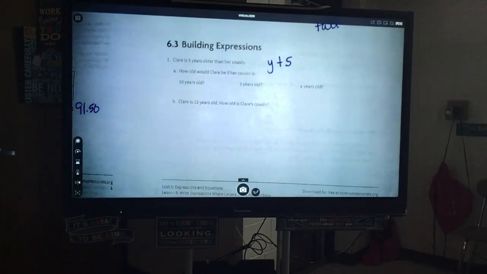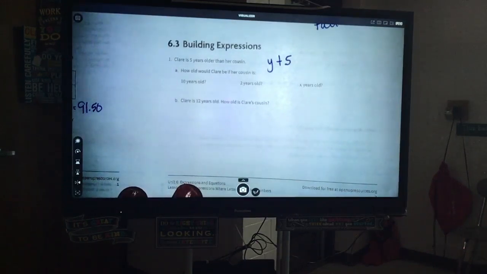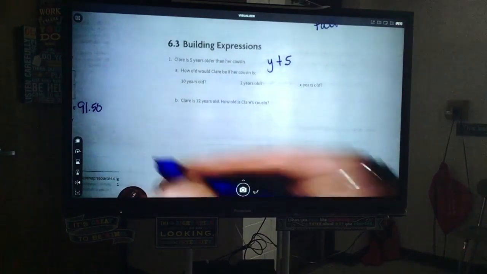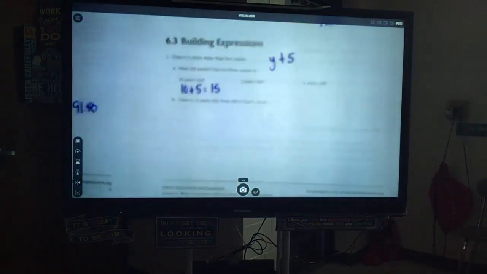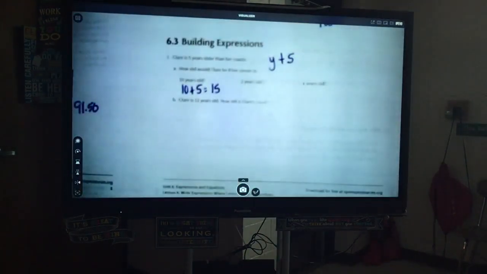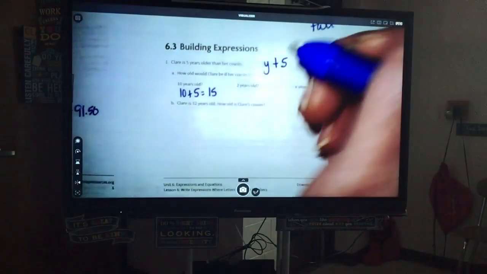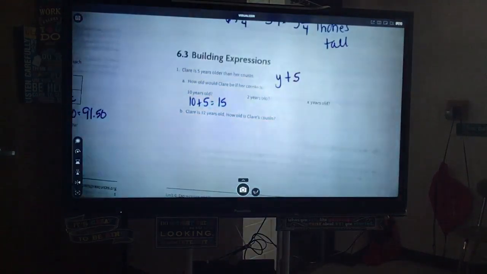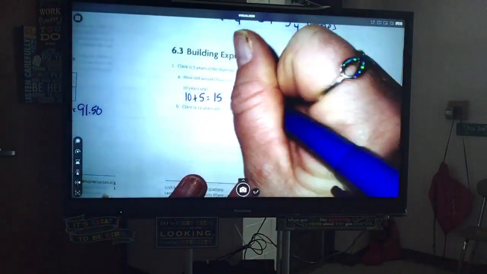Alright, let's go ahead and go over these. So, Wyatt, what did you get for A, 10 years old? What'd you do? What'd you add? And you got? Okay, so that's the answer for the first one. Alright, the next one is 2 years old. Troy. 10 plus 2 equals 12. Where did you get the 10 from? Oh, wait. Sorry. 5 plus 2 equals 7.